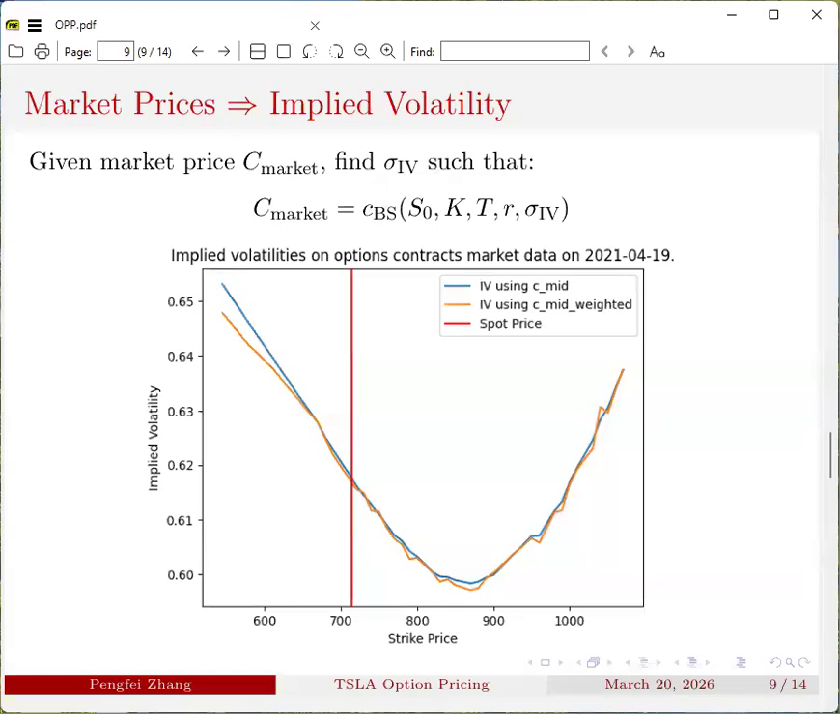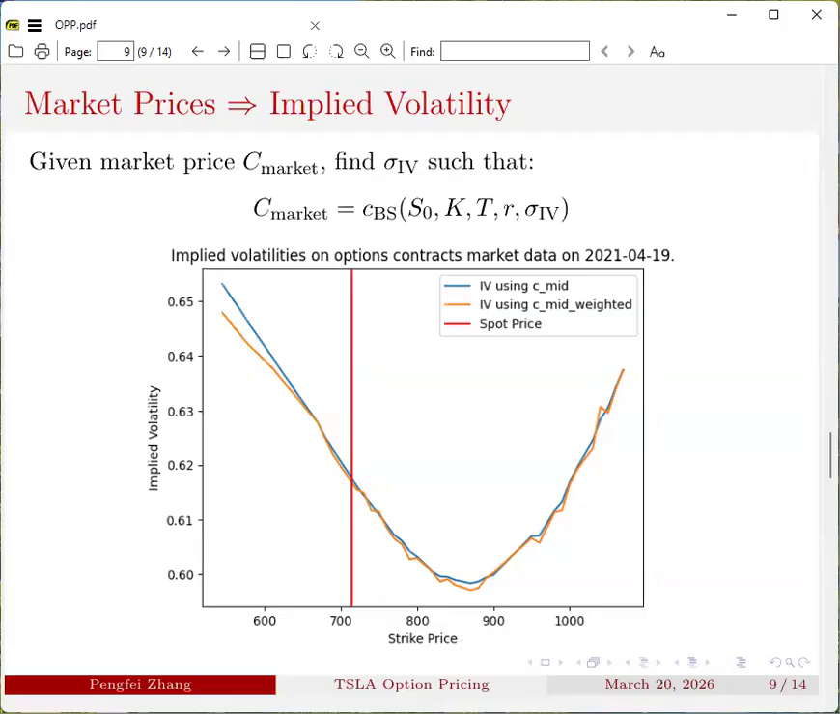On a fixed day and expiration, options exist across many strike prices. Market prices deviate from the Black-Scholes prices for any fixed volatility. Since the price is monotone in volatility, we can obtain the implied volatility from the equation.